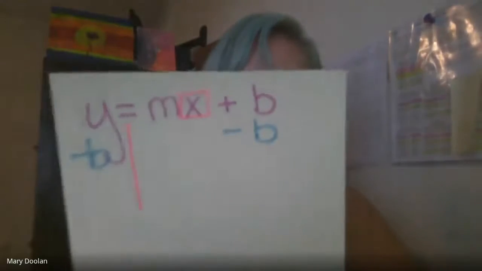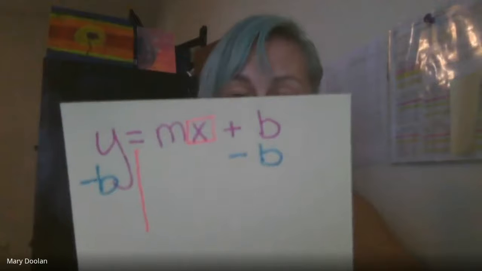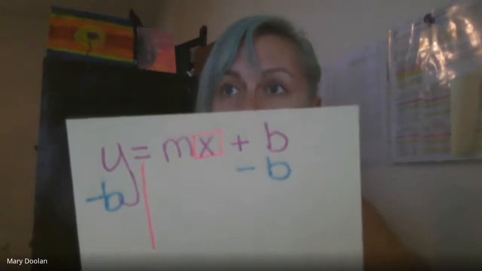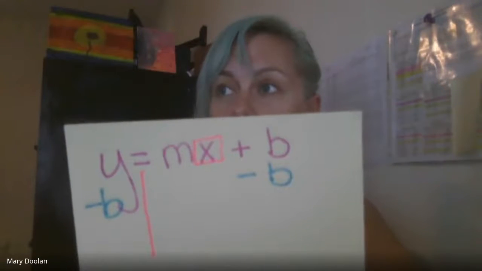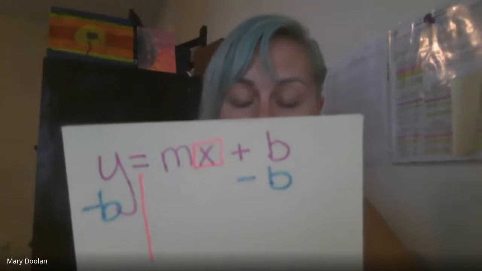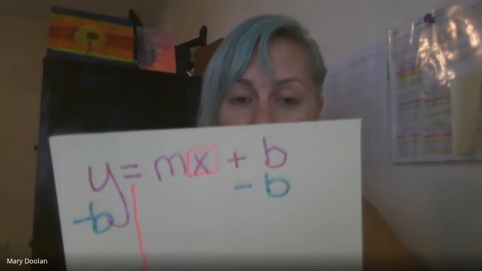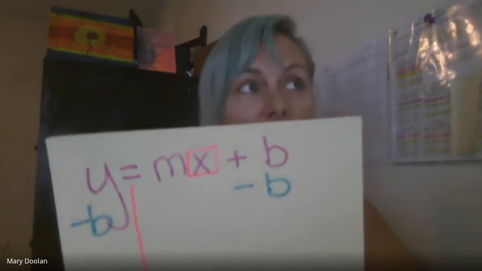I would subtract b to eliminate the b. And because I do it to one side of the equation, I would do it to the other side of the equation. And I could rewrite what I have left.